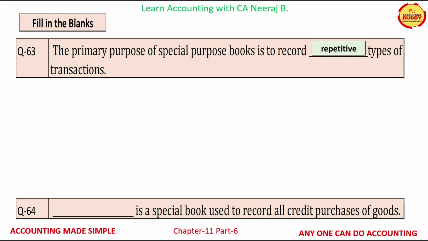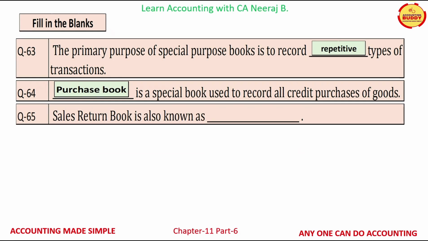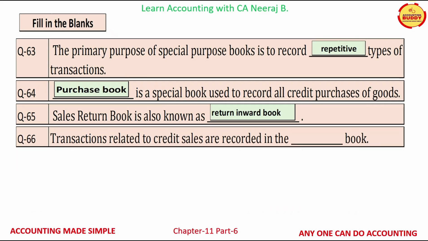Question number 64: dash is a special book used to record all credit purchases of goods. And the correct answer is purchase book. Question number 65: sales return book is also known as dash, and the correct word is return inward book. Question number 66.